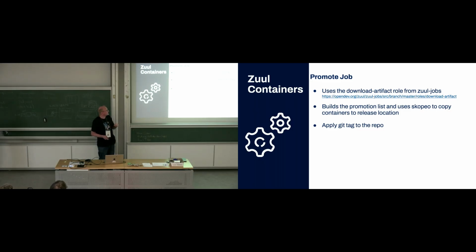Really, really cool things. So then all that we do is we take the list of containers that we built, we move them to the release location using Skopeo, and then we apply the git tag to the repo. And this is really nice because we can keep the promote code to a minimum, which is important because promote jobs are difficult to test, as they tend to run post-review. So for those jobs, anything in the trusted context in Zuul, you want to keep as small as possible.